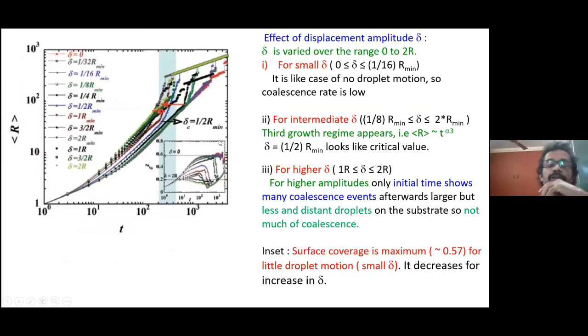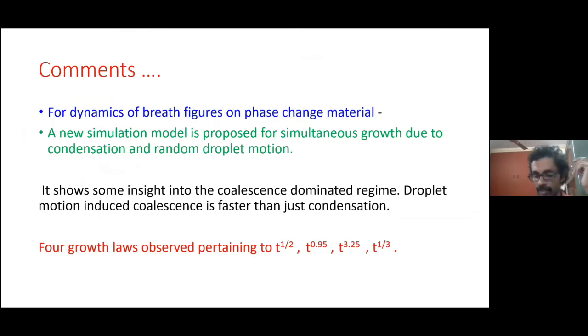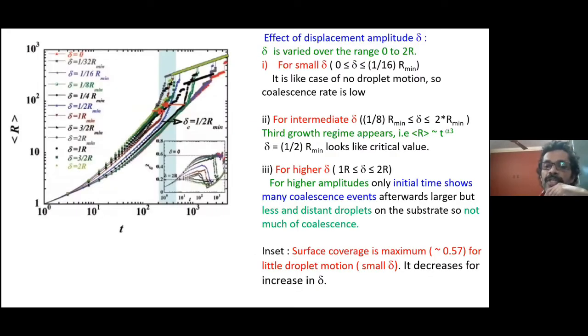And then, apart from probability, we also give some displacement amplitude delta in the range of 0 to 2r, double the radius of the droplet. Again, it is found that there is some intermediate value around 1/2 r minimum. The first thing is the classical case. For the intermediate case, there is an appearance of some critical value of the displacement, half of the minimum radius, where this particular T raised to alpha 3, or T raised to 3, regime appears.